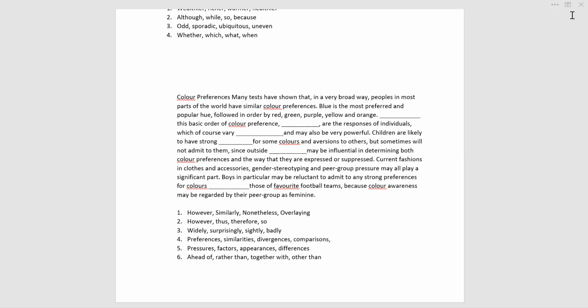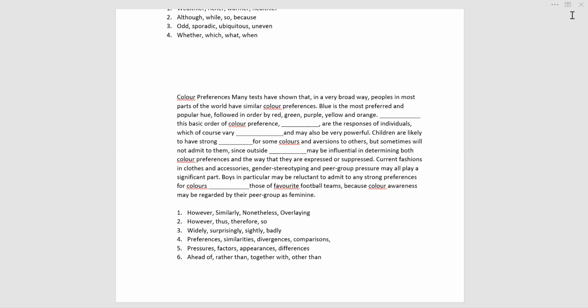Okay, I'll tell you the options because it's 11:26. The first option out of the four given is overlaying. So the first option here, which is right out of four, is overlaying this basic order of color preference. This is what will go in the first blank, right? And you have to read the first two sentences, only then you can decide on the option. However, the responses of individuals, which of course vary widely, may also be very powerful. Children are likely to have strong preferences for some colors and aversions to others, so ultimately it becomes preferences here.